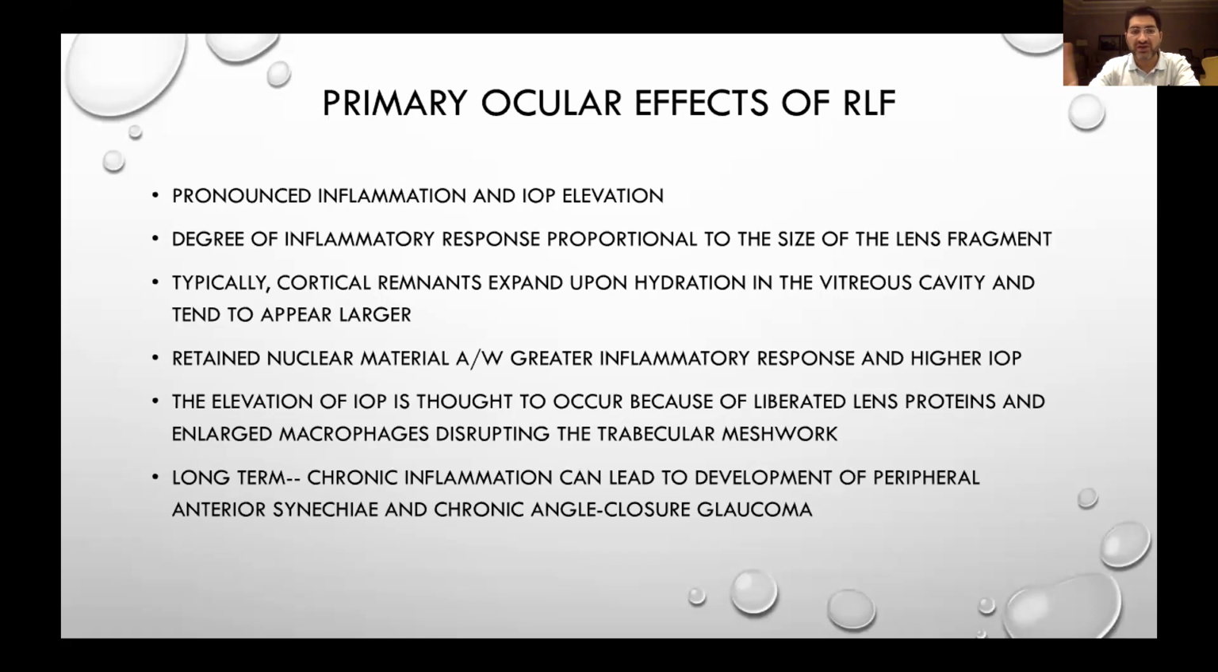As far as the retained nuclear material, usually it's associated with a higher degree of inflammation and higher IOP. And usually the reason for the higher IOP is because of the liberated lens proteins and macrophages disrupting the trabecular meshwork. So if you don't treat it appropriately, then those would most likely go to peripheral anterior synechiae and chronic angle closure glaucoma.